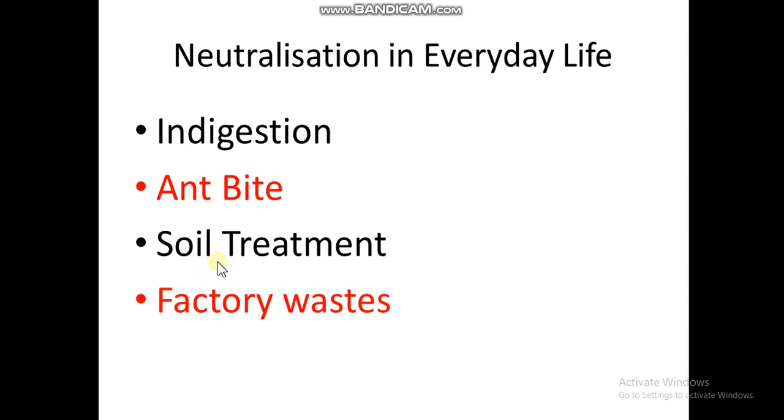Then soil treatment. If in the soil an excess amount of acid is there, or an excess amount of base is there, we use the thing which is less, and with that we cancel it. Similarly, factory waste. In factory waste, mostly acid is there. So before releasing this factory waste into the water body, we add some base to it, which cancels the action of the acid and neutralizes the factory waste.